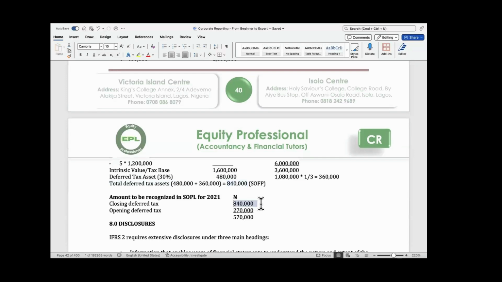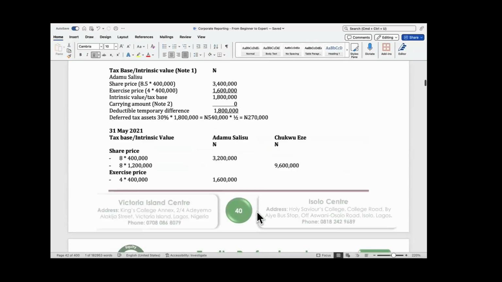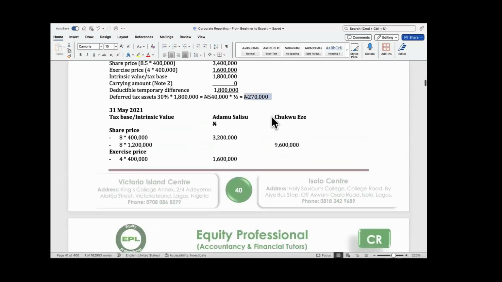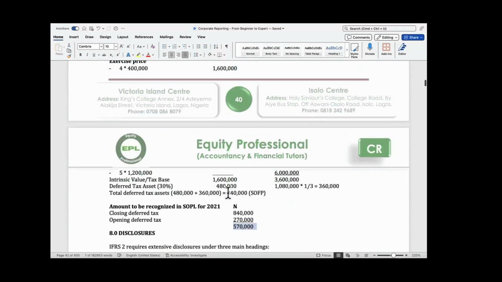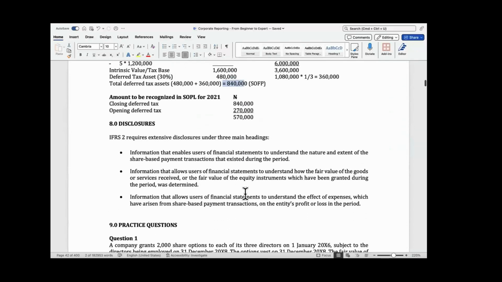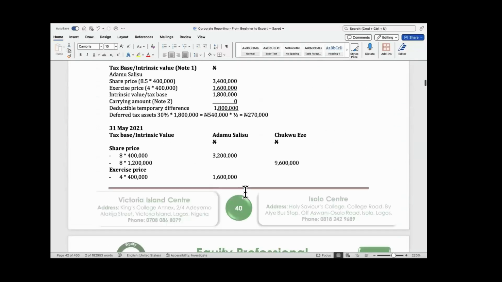The closing deferred tax is 840. The opening was 270. This 270 here. That means what goes to P&L is 570. But this is my deferred tax assets at the end of that year. And that is it for deferred tax implication.